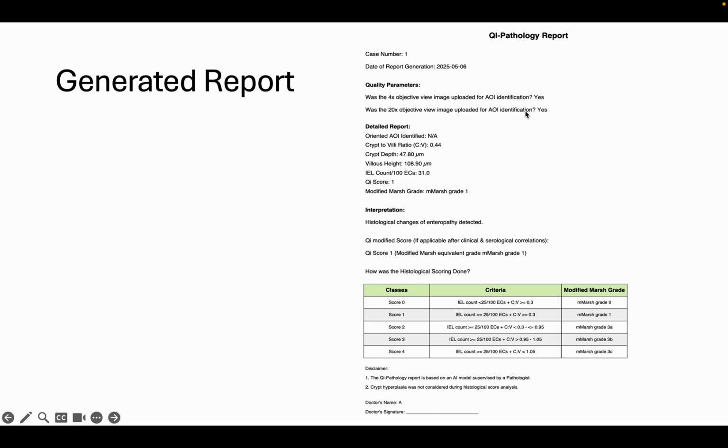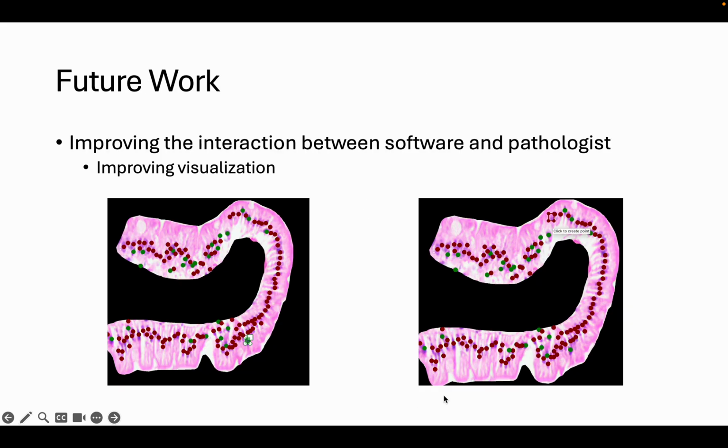The generated report looks like this. It has the case number, the date on which it is generated, whether 4x images were uploaded, 20x images were uploaded, and these are the statistics of whatever the model has computed. We also provide information on how we are calculating the Q histology score or the Marsh grade score, and additionally there is a disclaimer, there is a doctor name and the place where the doctor can sign.